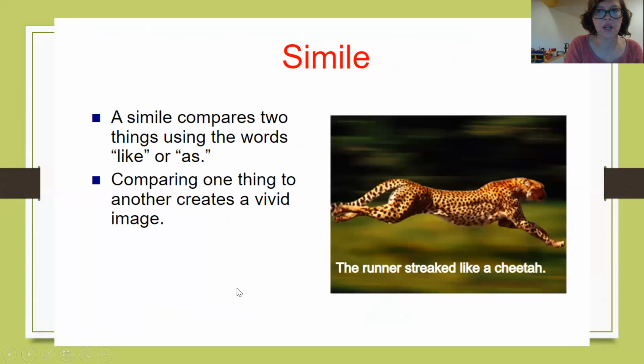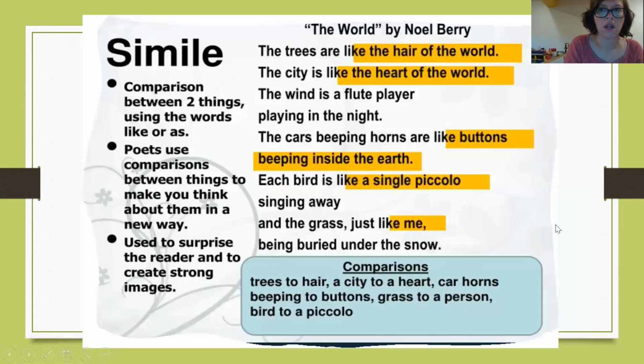A simile compares two things using the words like or as. They compare one thing to another to create a vivid image. So, the runner streaked like a cheetah. Poets use comparisons between things to make you think about them in a new way, and they are used often to surprise a reader and to create strong images.